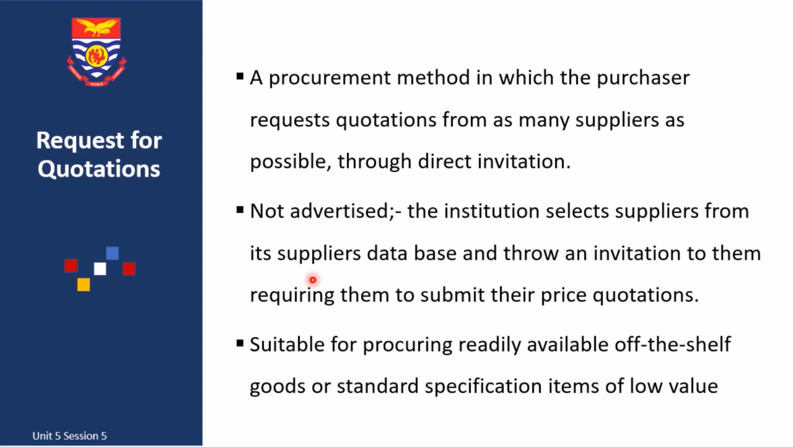Because of the nature of this, the request for quotation can be seen as an organization asking a supermarket for a given number of items and asking them to provide the prices that each of these items sells for. That is how a typical request for quotation process is undertaken, and it is suitable for procuring readily available off-the-shelf goods or standard specification items of low value. So you cannot use request for quotations for high value items, and you cannot use request for quotations for complex and scarce items.